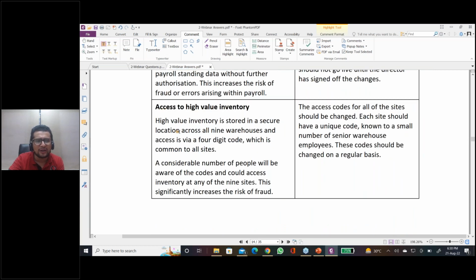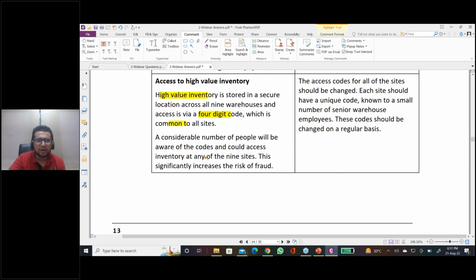Yes, access to high value inventory. Read this out. High value inventory is stored in a secure location across all 9 warehouses, and access is via a 4-digit code, which is common to all sites. As a considerable number of people will be aware of the code, there is a significantly increased risk of fraud. What should be the recommendation?